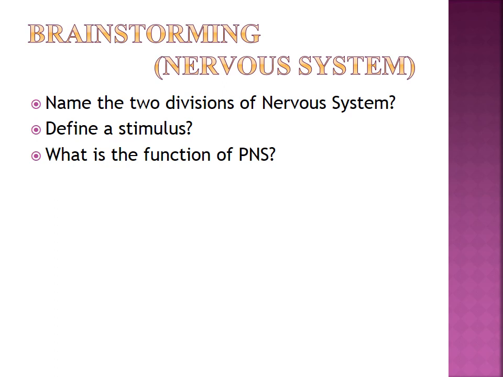Any change in the environment, external or internal, that can be detected by a receptor to initiate a nerve impulse is called the stimulus. What is the function of the peripheral nervous system, PNS? Yes, what is the function? Tell me. The peripheral nervous system connects all the body parts to the central nervous system, that is brain and spinal cord.